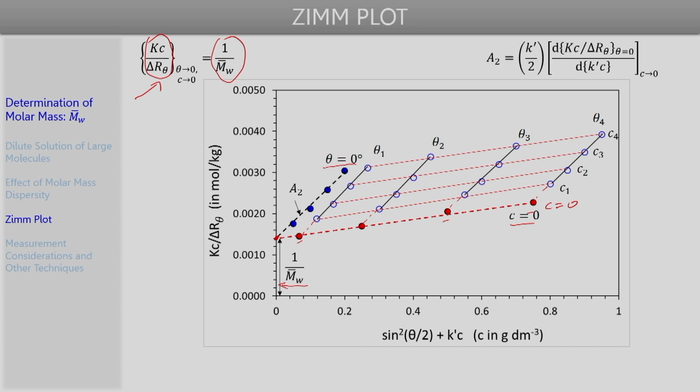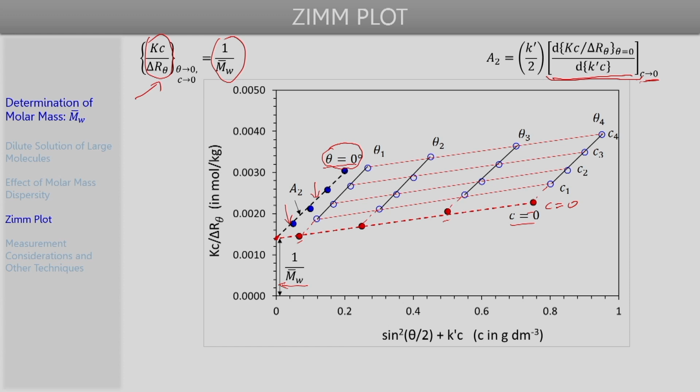Similarly, if we talk about A2, we saw A2 was K prime by 2 multiplied by this derivative, and this derivative is nothing but the slope of this theta equal to 0 curve in the limit C tending to 0. So the slope of this curve at small concentration values, that is what this derivative is, and so the slope of the curve here will allow us to calculate A2.